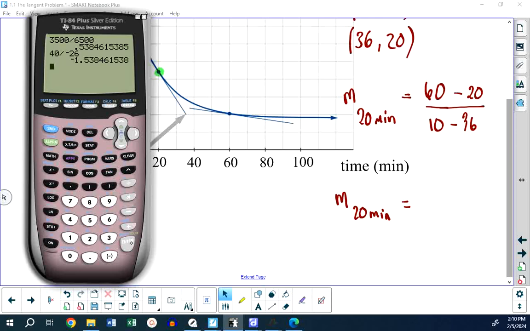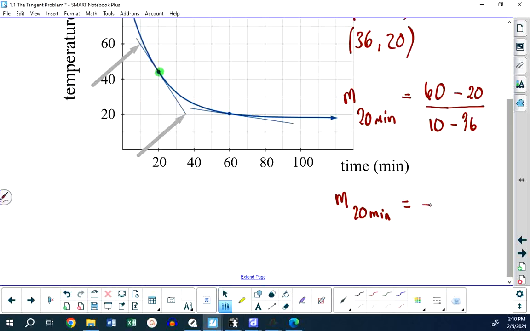So what does that mean? Well, I just had this conversation with my Math 30-3s, and we've been having this conversation since the beginning of the semester. You can't interpret a slope unless you include units, right? This is not just, 60 minus 20 banana daiquiris or monkeys. It's 60 minus 20 degrees Celsius. And this is not 10 minus 36, it's 10 minus 36 minutes. So what we're getting is degrees Celsius per minute.